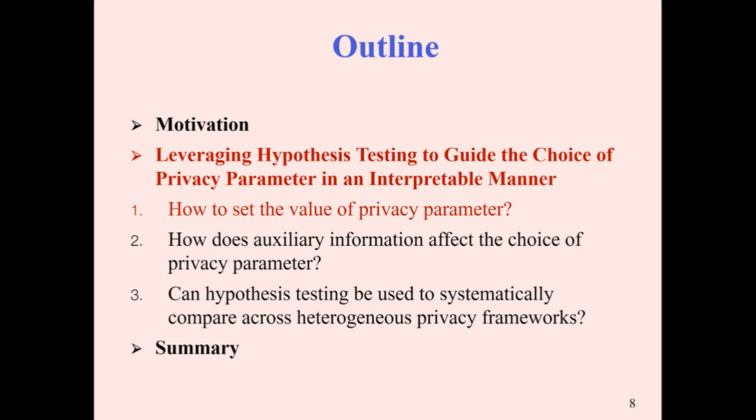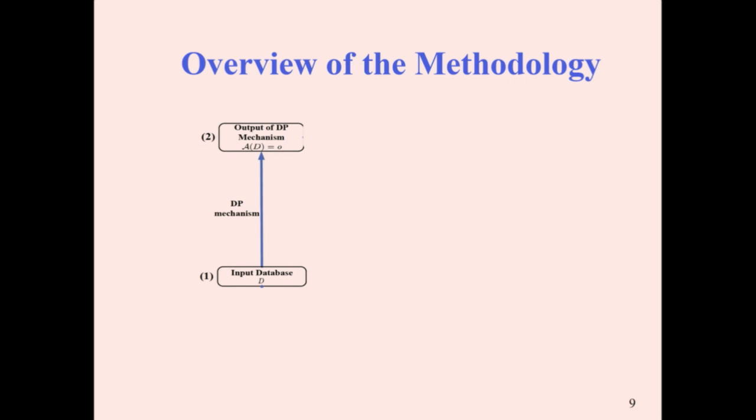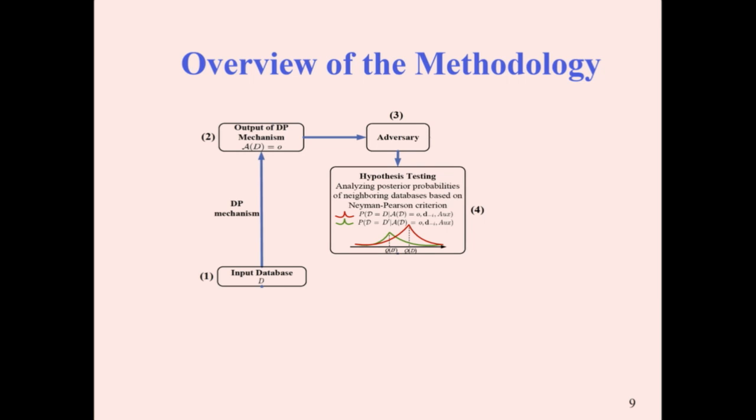So now I'll get to the first question that we want to answer, which is how to set the value of the privacy parameter. And this is the overview of our methodology based on hypothesis testing. You start with the input database. And as usual, we have a differentially private mechanism, or in short, DP mechanism, which outputs a value. Then we assume we have an adversary who observes the output. The adversary then uses hypothesis testing as their tool to infer the original database based on the posterior probabilities and the knowledge about neighboring databases.